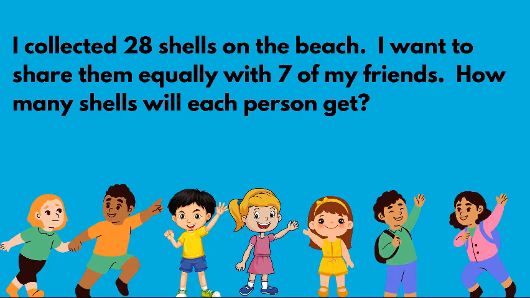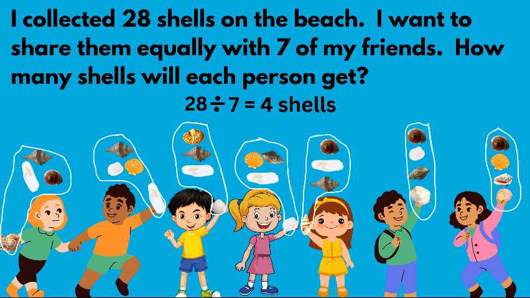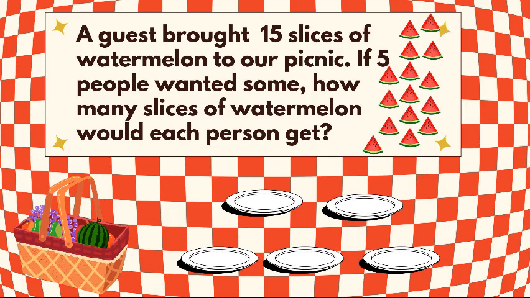Here are my 7 friends that I want to share my shells with. Once you give each friend a shell, you'll notice that each person gets 4 shells. We can also show this as a division problem. 28 divided by 7 equals 4 shells. Good job! After we collect shells, it's time for lunch.